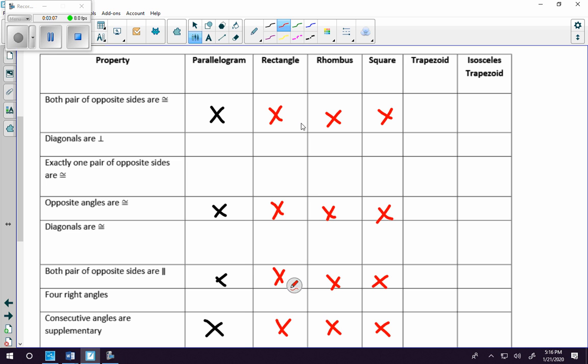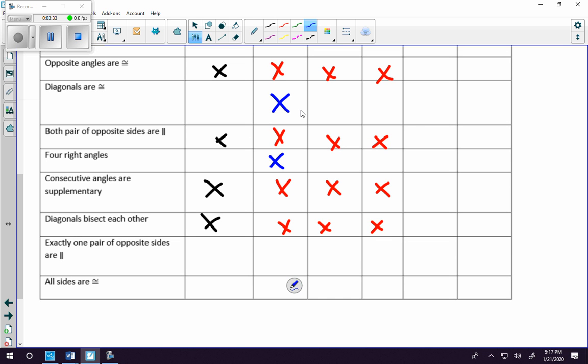So now let's focus on rectangle. Let's look at the blanks we haven't marked for rectangle. Are the diagonals perpendicular in a rectangle? No. Next, is there exactly one pair of opposite sides congruent in a rectangle? No. Next blank, are the diagonals congruent in a rectangle? Yes. So I'll mark that. Are there four right angles in a rectangle? Yes. Moving down to see the rest of the table for rectangle, is there exactly one pair of opposite sides parallel in a rectangle? No. Are all sides congruent? No. So we finish with rectangle.